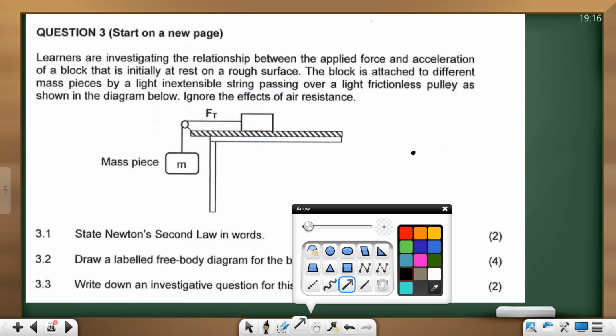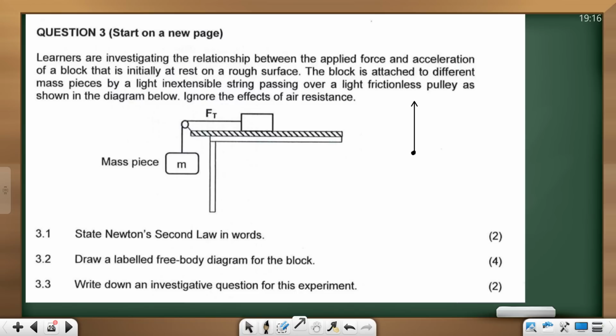Let's see what we have. I'm going to have that, which is what? Normal. I'm going to have that, which is what? The weight. The object is being pulled this way: tension. And the object is moving to the right, so friction is acting to the left. So what is this? That's the weight. That's the normal. Kinetic friction and tension.